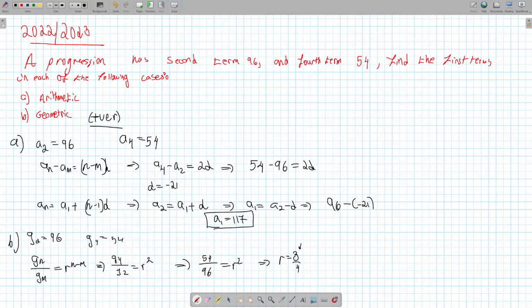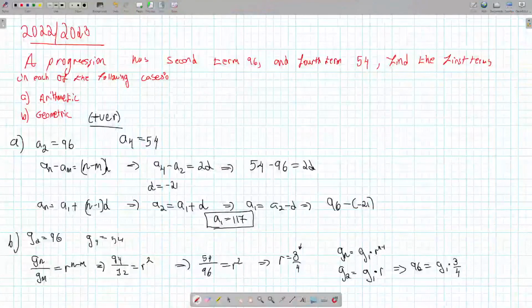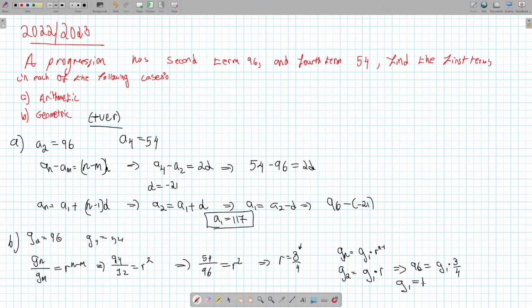Now that we know r is equal to 3 over 4, using the same method we used in part A, isn't the general term for any geometric progression Gn equal to G1 times r to the power of n minus 1? Yes. So G2 is just going to be equal to G1 times r to the power of 2 minus 1, which is just r, right? So 96 is equal to G1 times 3 over 4. Can I find what G1 is? Of course I can. Divide by 3 over 4 on both sides. You're going to get 96 times 4 divided by 3, which is 128. So G1 is equal to 128.